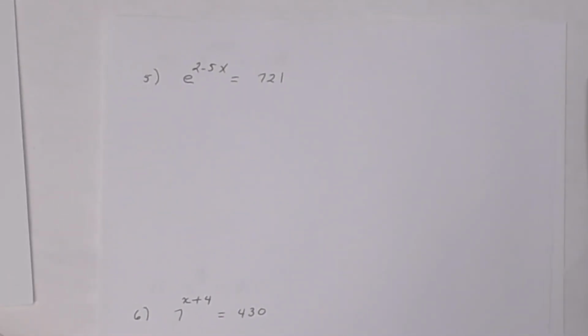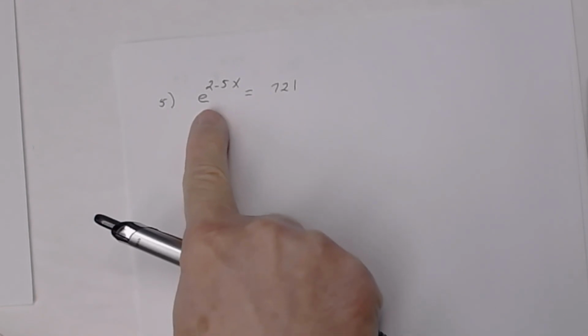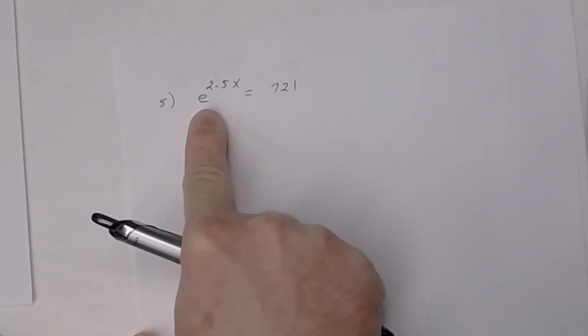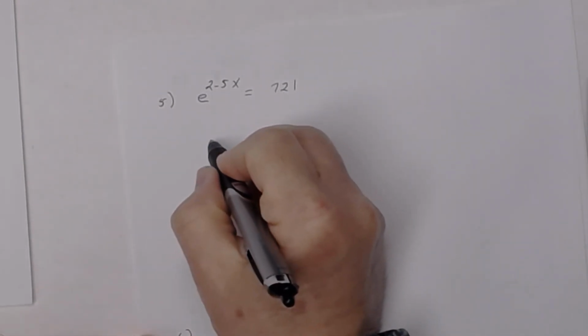Okay, let's look at number 5. There's another e, so your base is e. So what are you going to use? You are going to use natural logarithm. It'll make things so much easier for you. All right, so let's go ahead and rewrite this over.